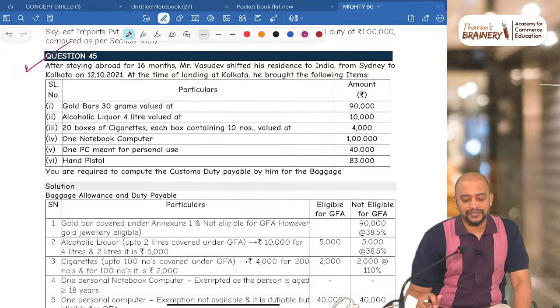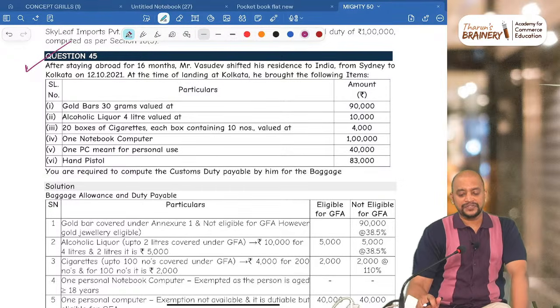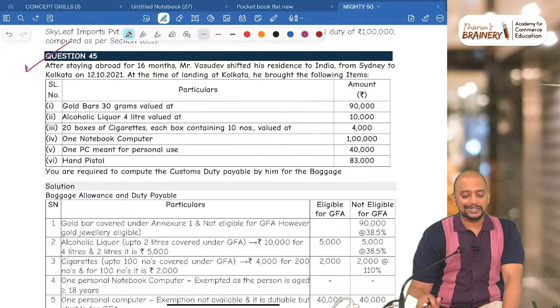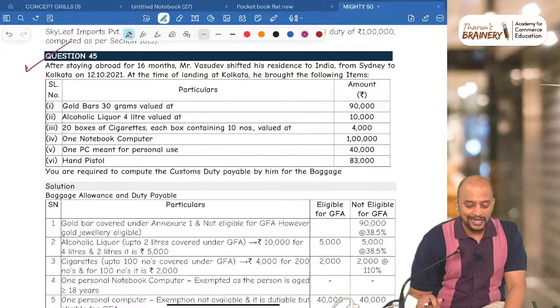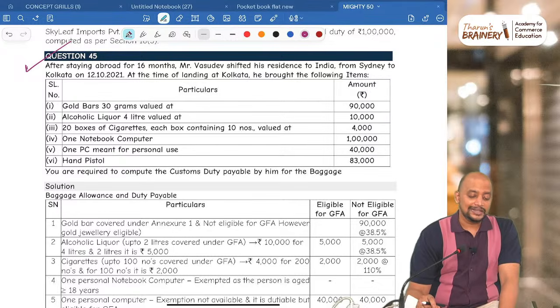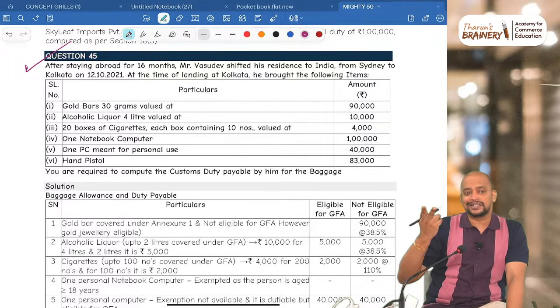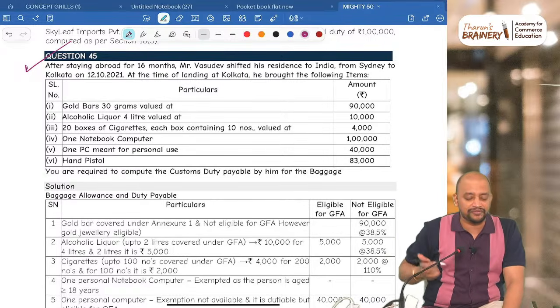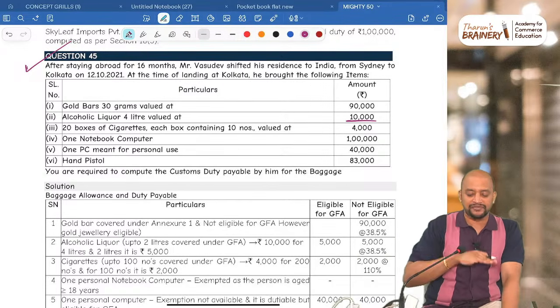After staying abroad for 16 months, Mr. Vasudev shifted his residence to India from Sydney to Kolkata on 12/10. At the time of landing at Kolkata, he brought the following items. Gold bars 30 grams valued at 90,000. It is not eligible for general free allowance and the rate will be 38.5% because it is gold bars. Then alcoholic liquor 4 liter, 2 liter eligible for GFA, remaining 2 liter not eligible for GFA, 38.5%. That is 10,000, you divide into 5,000 and 5,000.